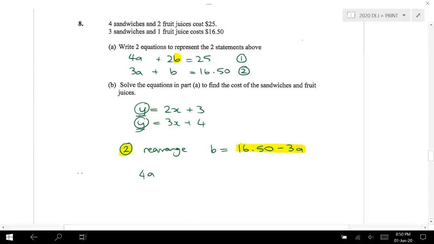So that's going to look like 4a, so 2 into 1. So this little arrow just means into. And that just tells the marker what you're doing. So 4a plus 2 times 1650 minus 3a equals 25. So basically I've taken that 1650 and I've dropped it. Instead of there being a b there, there's now 1650 minus 3a.